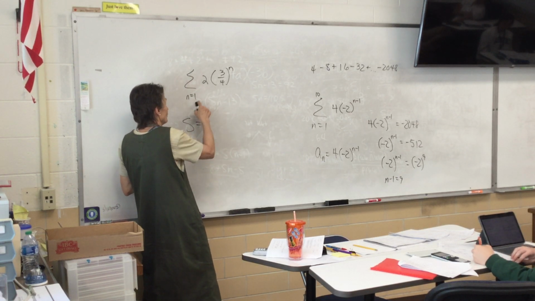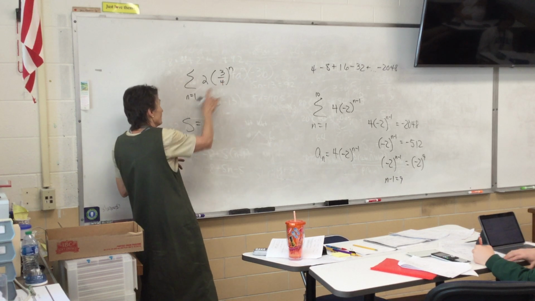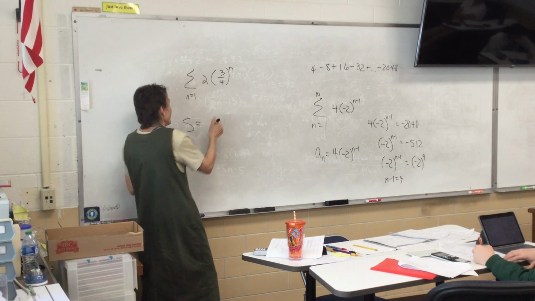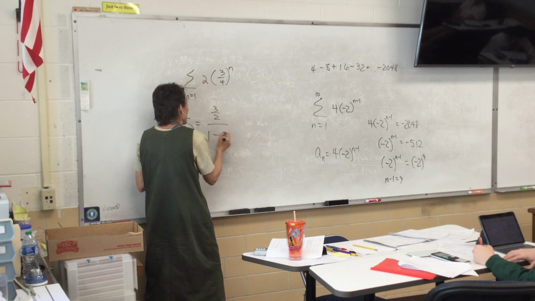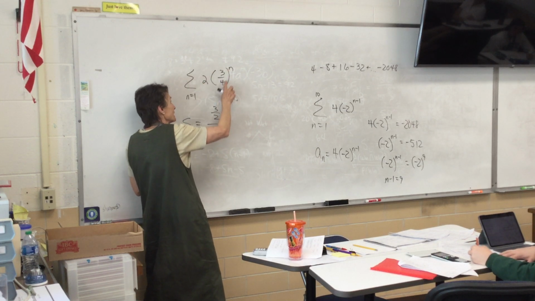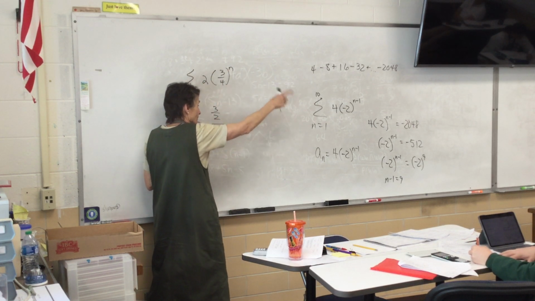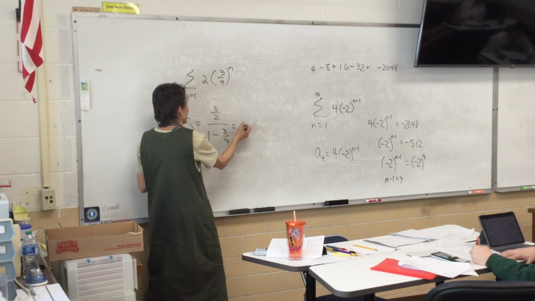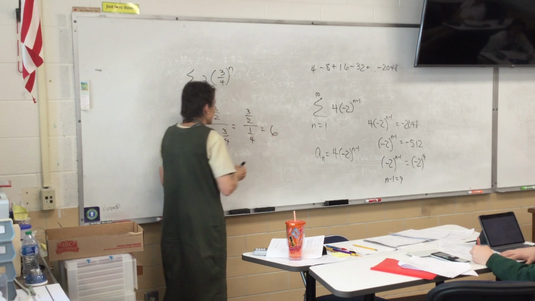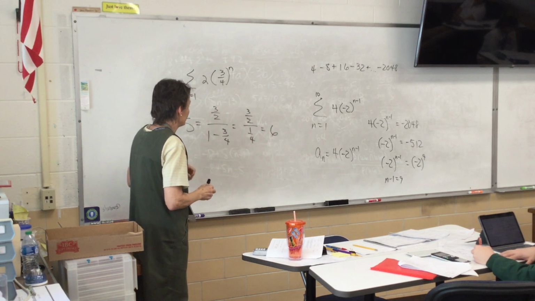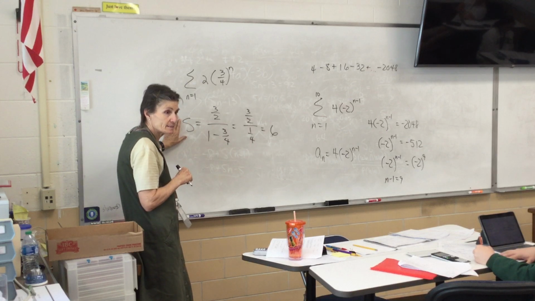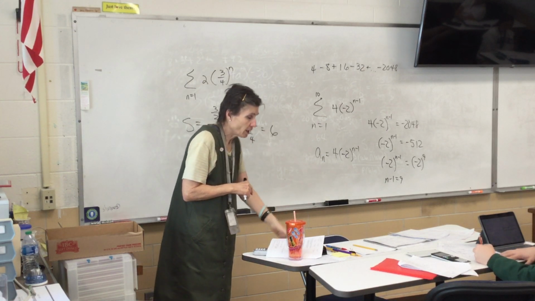So first term, what do we get if we plug in 1? Plug in 1, that gives you the first term, 3/2. And what's my ratio? You can tell from the problem. What do we keep multiplying by? 3/4. Is that 6? So the answer to the problem is 6. Easy. Now be careful on B.